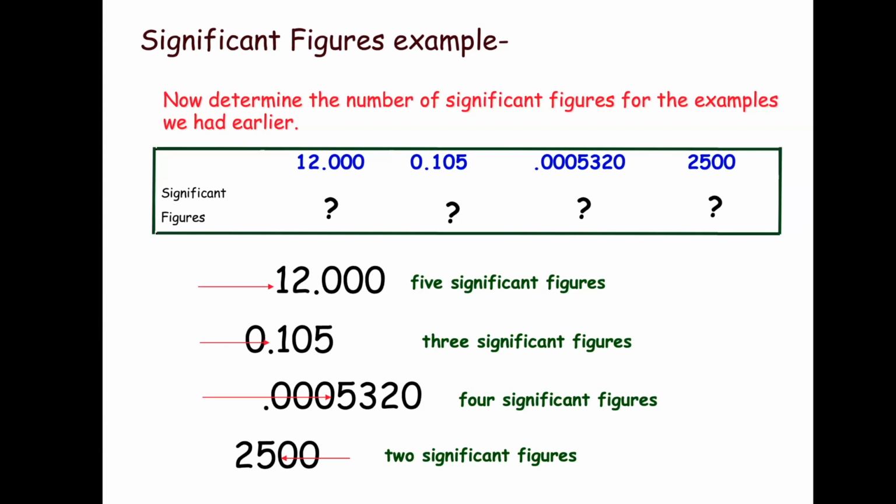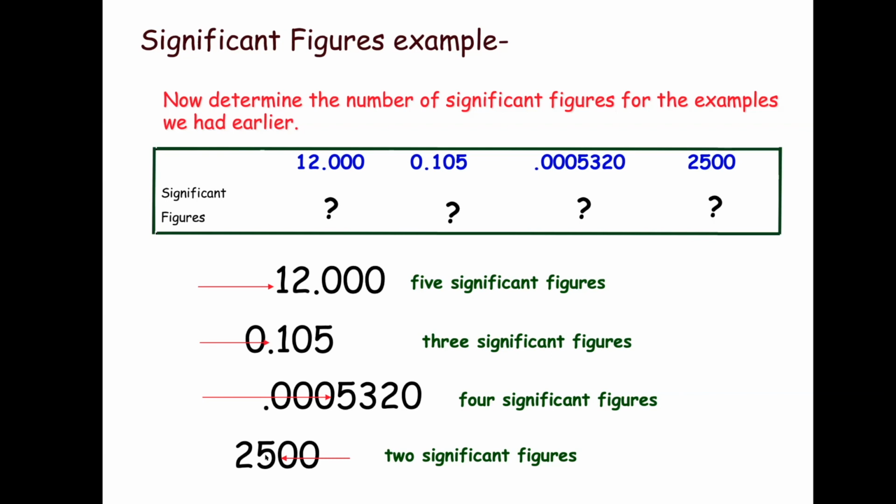All digits after that are significant. That has 4 significant figures. And then 2500. There is no decimal, it's absent. So we go from the Atlantic, going from east to west. And when we draw that line, you can see it down here, our first non-zero number is 5. So everything after that is 2.